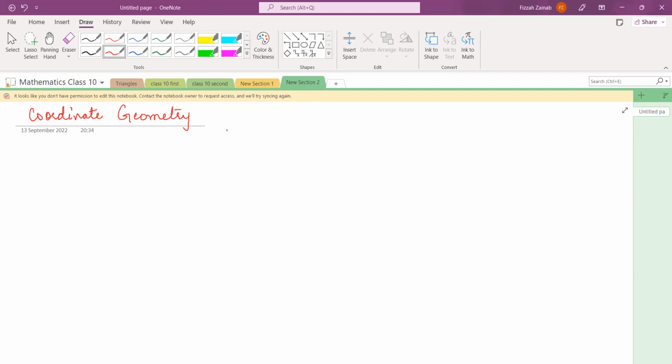Okay, let us start. Now, coordinate geometry. First of all, for this chapter, you will require a graph paper, right? But today, let us roughly do it, and then you can practice it in the graph, okay?